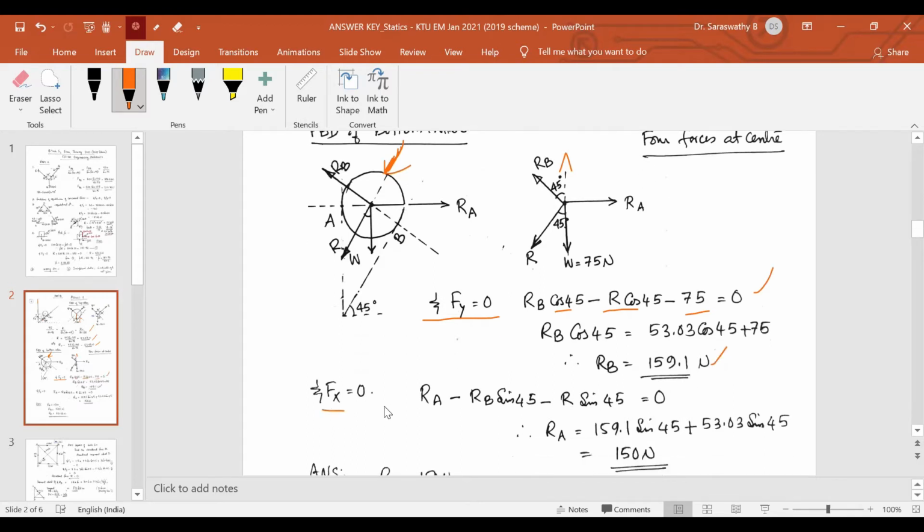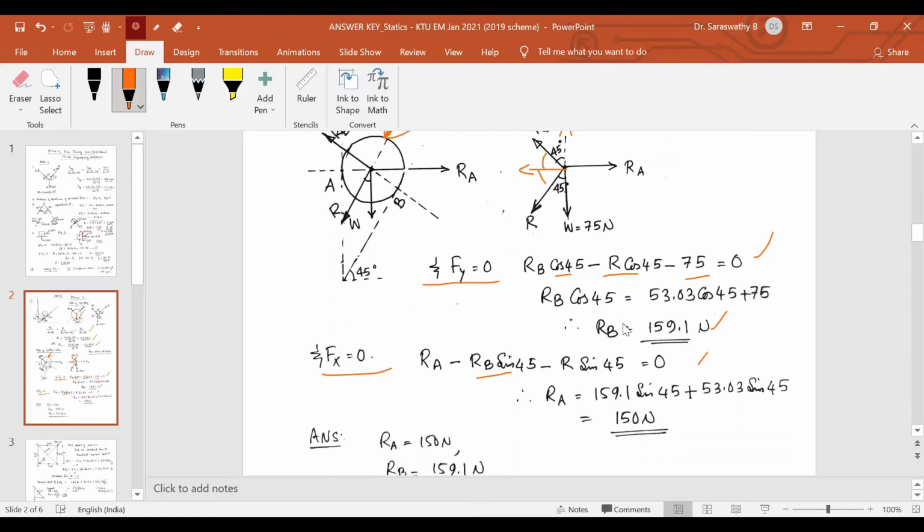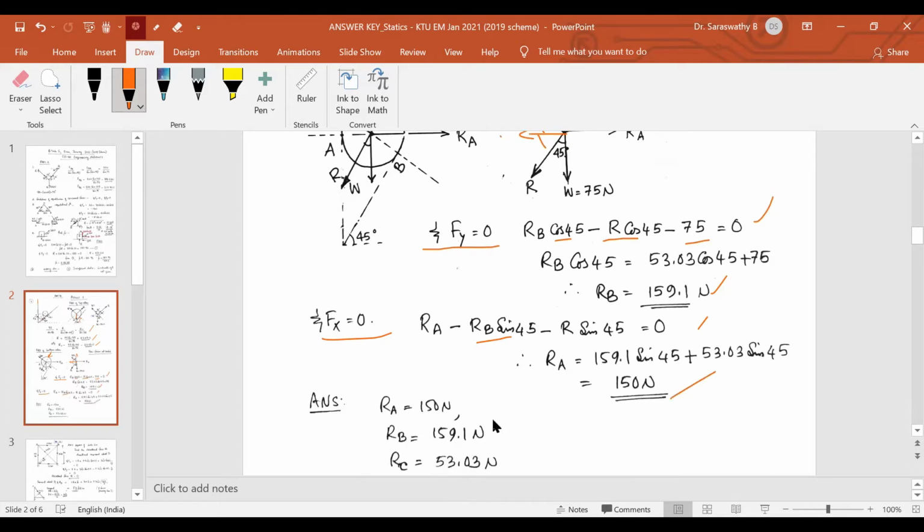Next, sigma Fx is equal to 0. In the x direction, RA is one force. When we resolve RB, it will be along this direction, so it is negative, RB sine 45, since this angle is also 45. This R, when you resolve, will also be in this direction, so minus R sine 45 is equal to 0. Since we have got the RB value from here, I can get RA also. Thus, all three reactions are obtained by drawing the same free body diagram and applying the equilibrium equations.